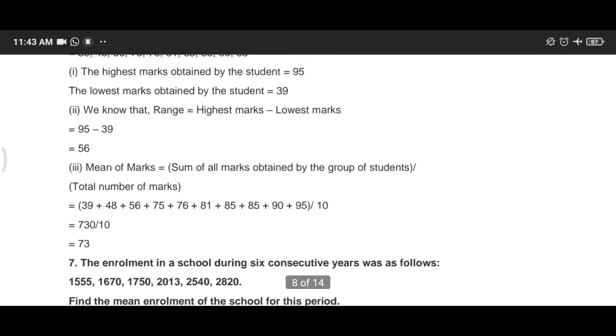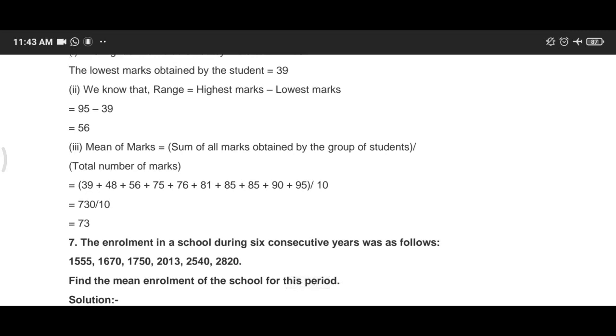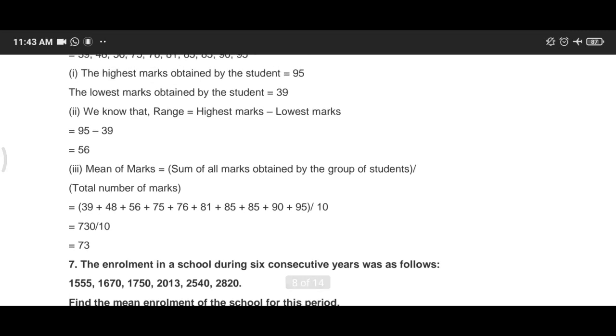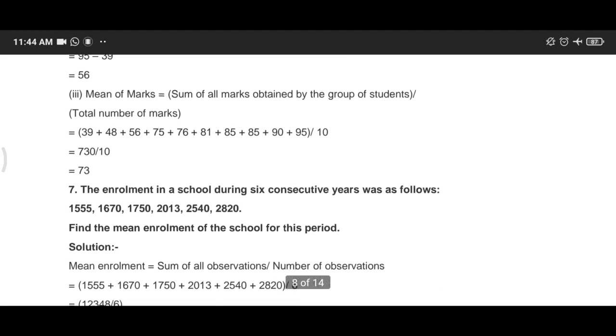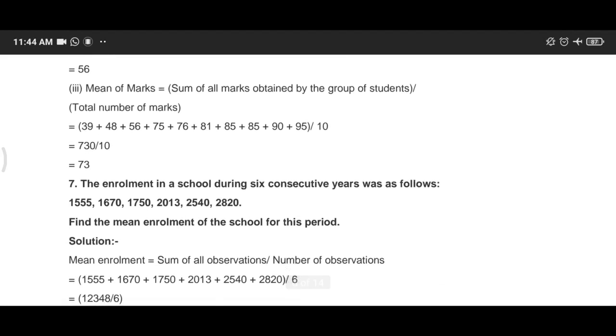And in the third part we have to find the mean of the marks, then we will add all the marks and divide by 10 because there are a total of 10 students, and when we add all the numbers we will get 730 and total students is 10, so our answer will be 73.